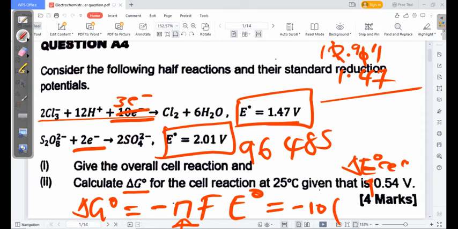So we know that a positive standard cell potential denotes a spontaneous reaction. A negative Gibbs free energy denotes a spontaneous reaction. So these two are going to be opposites. Are we together? Make sure you take note of that.